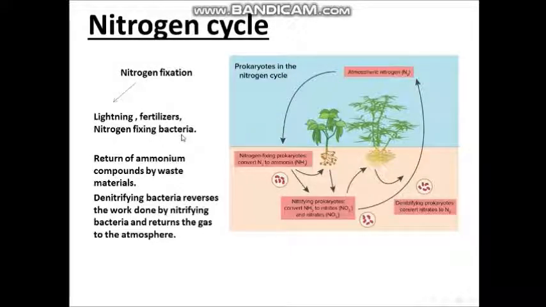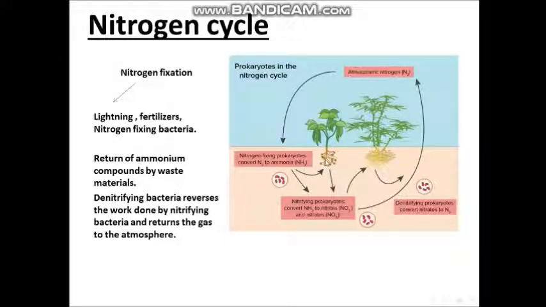Now, what do nitrogen fixing bacteria do? Nitrogen fixing bacteria are present in the roots of some plants. These bacteria turn this N2 nitrogen into ammonia. Now, this ammonia is turned to nitrites and nitrates by nitrifying bacteria. So there are two bacteria in the soil.